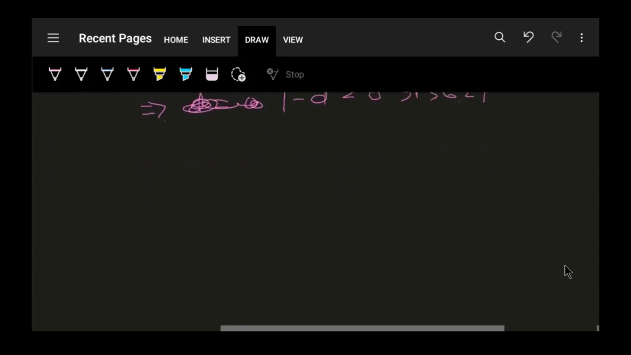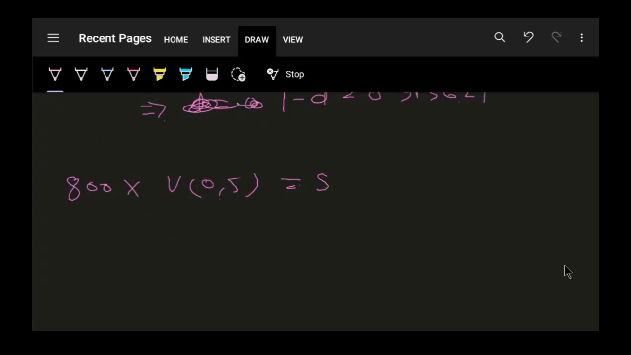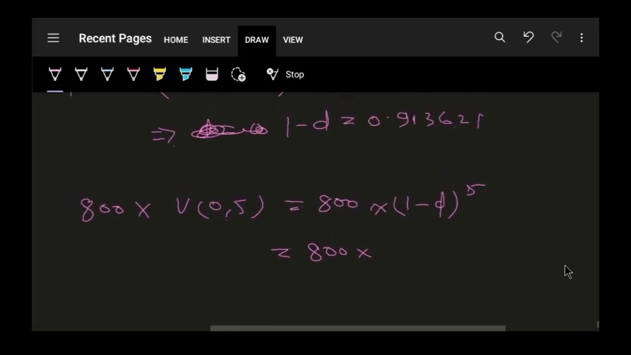and the discounted value of that amount will be 800 into discounting factor of 0 to 5, that is 800 into 1 minus D to the power 5, that is 800 into this amount that we calculated, 0.913621 to the power 5, which will be 509.24.